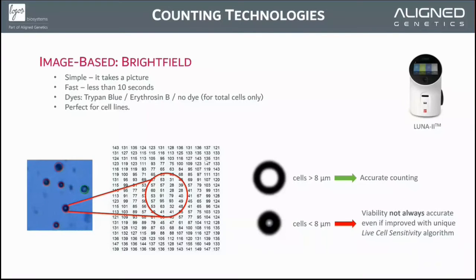And the other limit with the BF cell counters is related to the dyes you're going to use. Remember, with Trypan Blue, the debris and the red blood cells are going to be counted as dead cells. So that's the limit. But if you're working with cell lines or clean samples, or if your cells are above 8 micrometers, it's perfect. You're going to have ideal counting with the Brightfield image-based cell counters like the Luna 2.